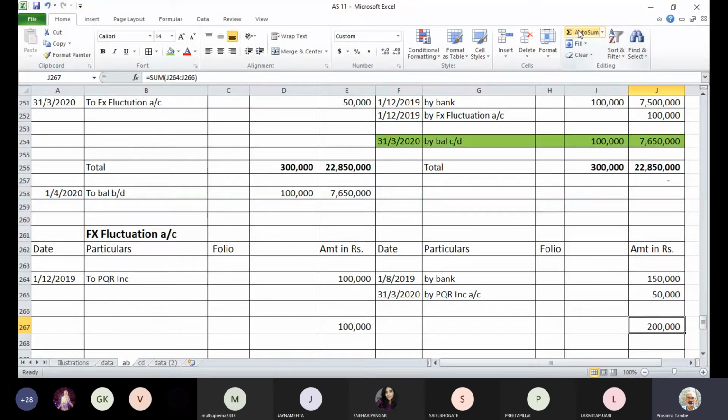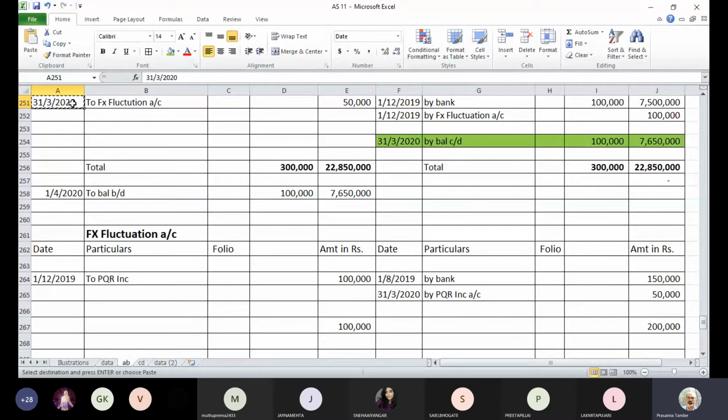If you see, the credit side total is 2 lakhs, which is a gain, and debit side total is just 1 lakh, which is a loss. So effectively, net, if you see, you have made a gain of 1 lakh rupees. That gain will be transferred to profit and loss account.